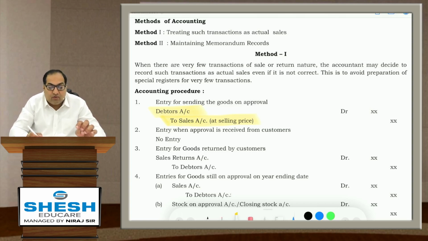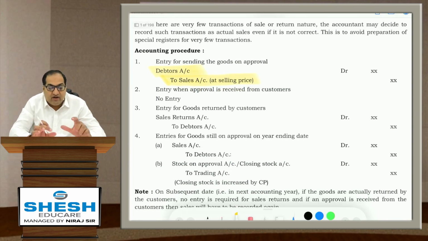Entry for goods still on approval at the end of the year. Now this is very technical and this is something important. On 26 December you dispatched the goods, with a one week time period. On 26 December, you pass the entry, debtors account debit to sales account. Till 31st December, the customer has neither rejected the goods nor approved the goods.